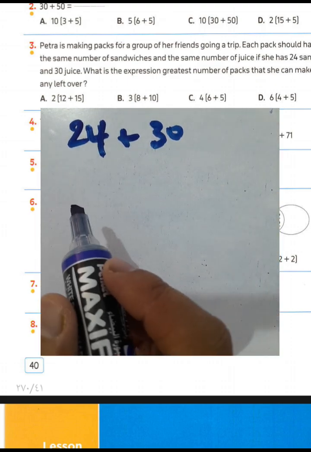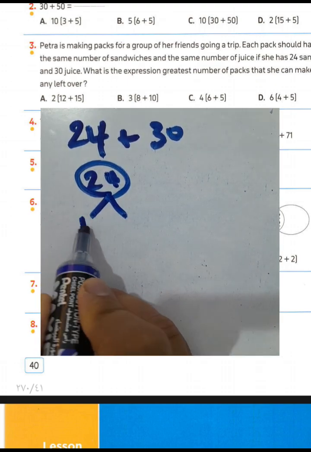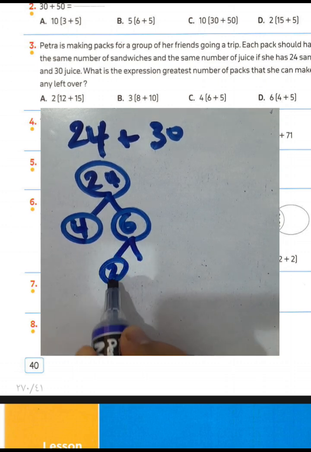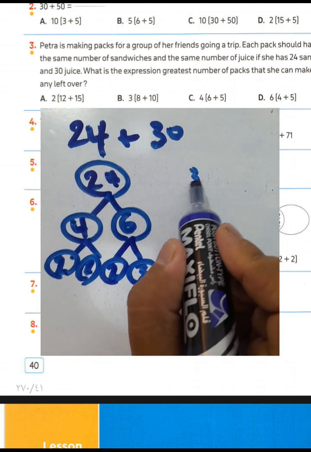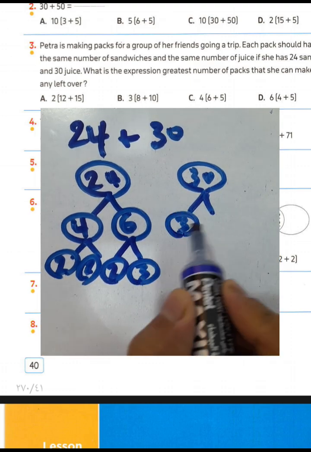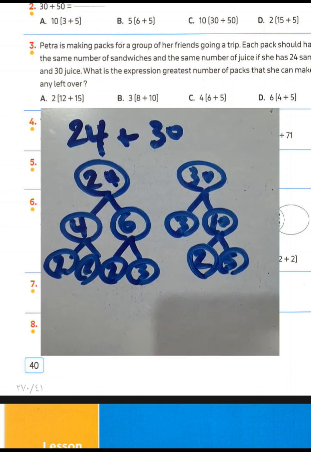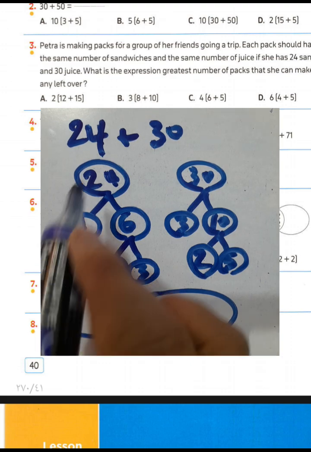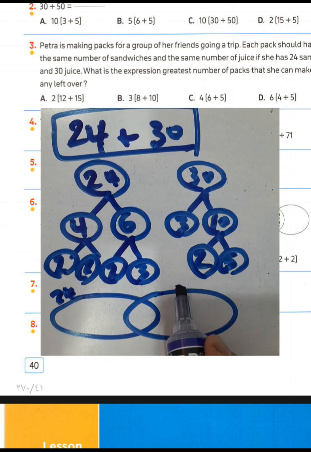Who can tell me? We know 24 equals 4 multiplied by 6, and 6 equals 2 times 3, and 4 equals 2 times 2. And what about 30? 30 equals 3 times 10, and 10 equals 2 times 5. Okay, then you can draw two circles here, cutting each other. The first is the prime factors of 24 here, and here the prime factors of 30.